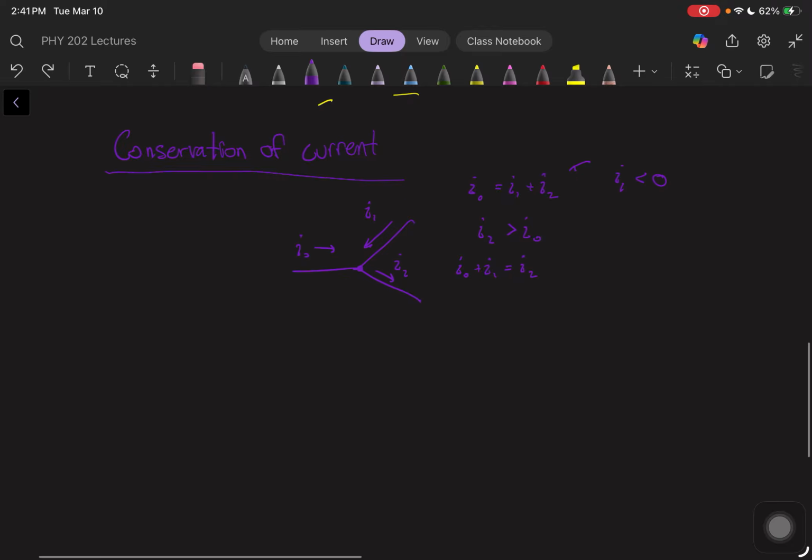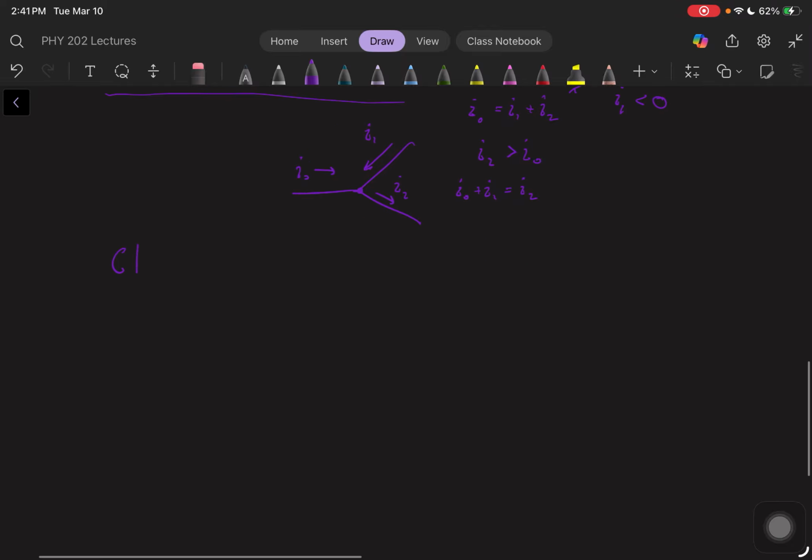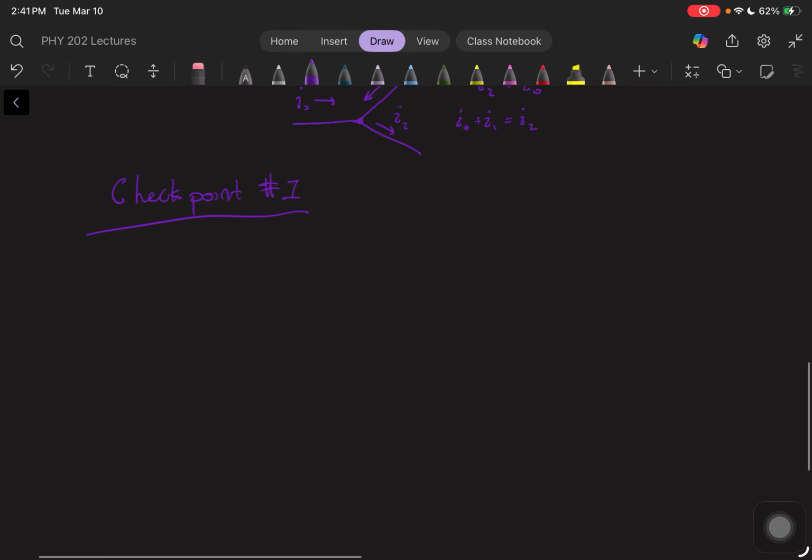So let's do checkpoint 1 from the textbook real quick. I highly encourage you to do these checkpoints as you're reading. They are really good. Just make sure you know what's going on. And so I'm just going to draw the setup.